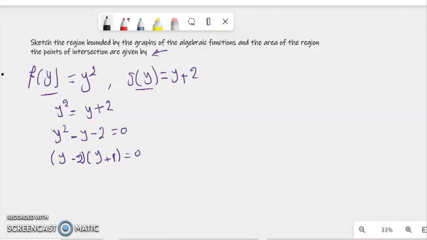So y squared, plus y, minus 2y, so that's going to be minus y, then minus 2. So that's the correct factorization here. That means y equals 2 or y equals minus 1. Alright, so that's my integration limit. And let's graph the function, see how the function looks.